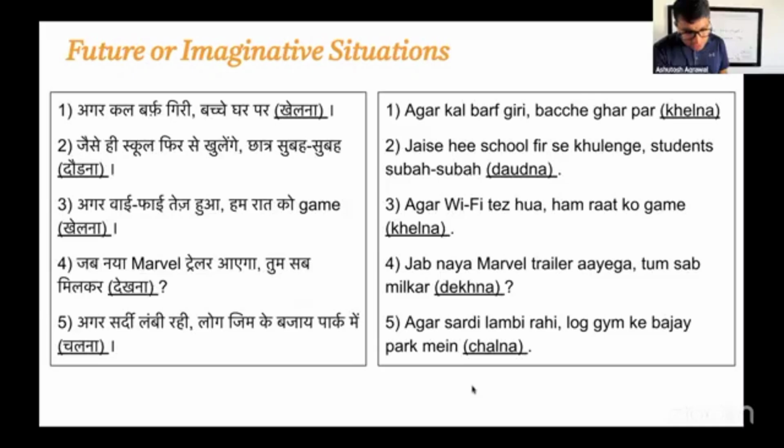So this is the future scenario. We've done the past, we've done the present, right? This one is the future one, which is, again, you're not making the future conjugation of khelna, but rather lagna, right? So agar kal barf giri, if it snows tomorrow, बच्चे घर पर खेलने लगेंगे. Okay, लगेंगे. You see, I'm not changing खेल.